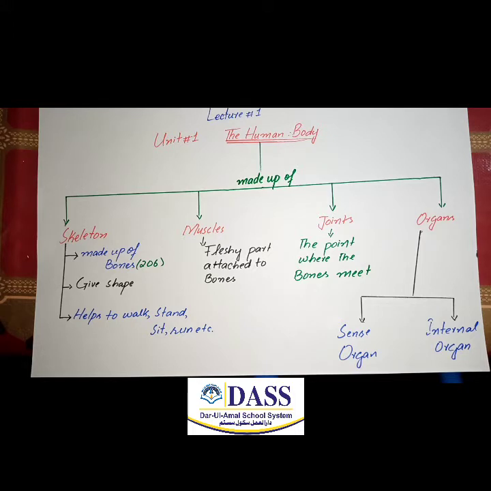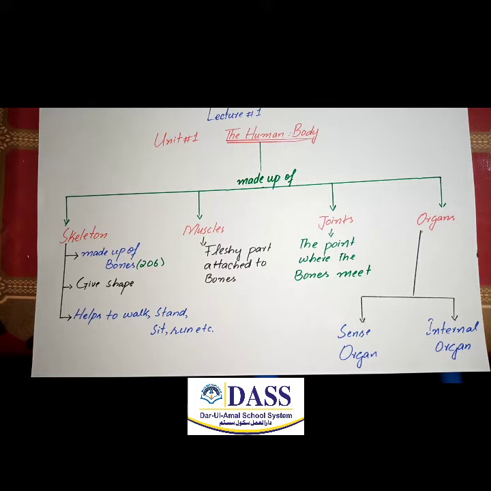Here I am, your science teacher, and today we are going to discuss chapter number 1, that is the human body. What is the chapter? The human body. Human body means insani jism. Very good. Now we will discuss what are the things that make up the human body.